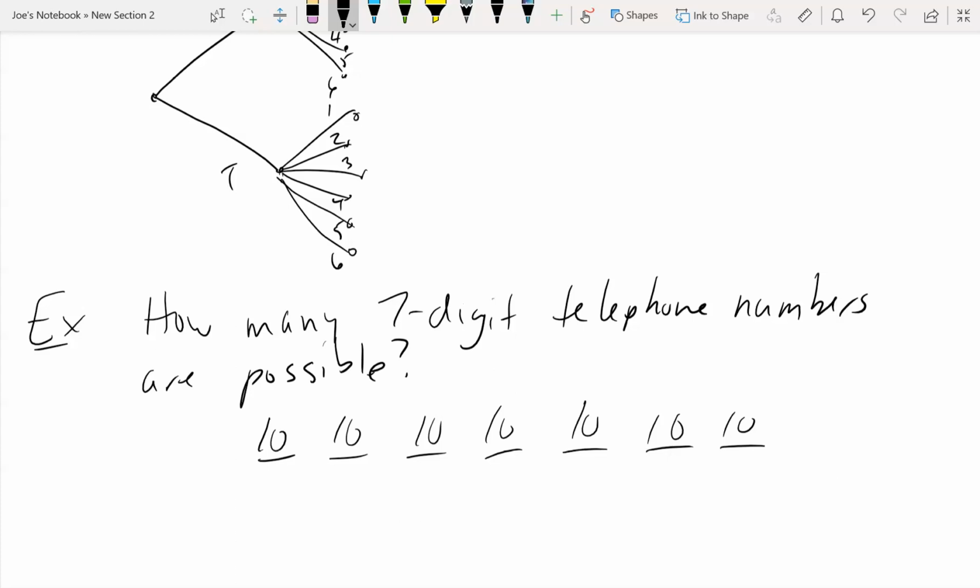Now, if we're going to form this telephone number, we're going to do task 1, then task 2, then task 3, and so on down the line. The multiplication principle says, well, you would multiply each of those to get the total number, right? So we would take each of these and multiply them together and get 10 to the 7th, right? 10 million.